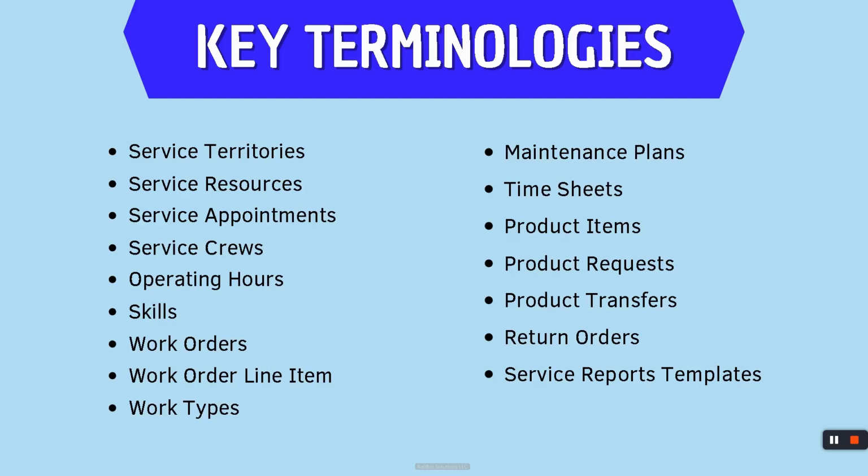Work types. Work types is very essential because that tells the system what type of work needs to be performed for this work order, and based on that it will identify the resource, it will identify the territory, and so forth. So work type becomes very essential when scheduling the work orders.